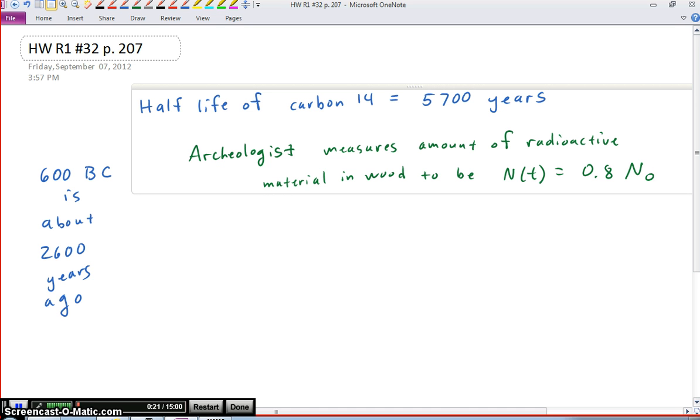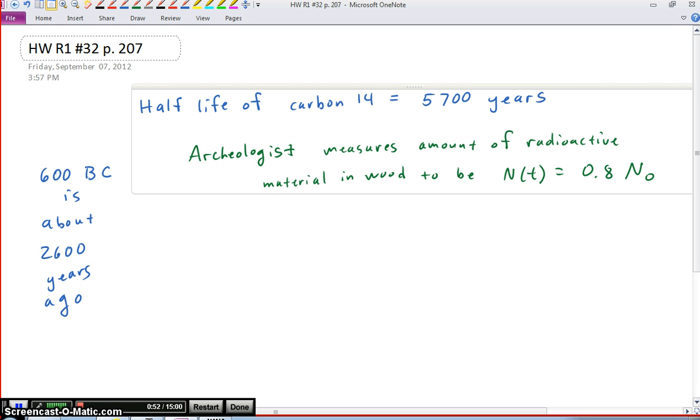Okay, so the problem says this, and you have to read up a little bit above where the problem starts to get all this information, but the half-life of carbon-14 is 5,700 years. An archaeologist measures an amount of radioactive material in wood to be 80% of what the carbon would be in like a certain animal. Okay, and so what archaeologists can do is they can figure out how old something is.